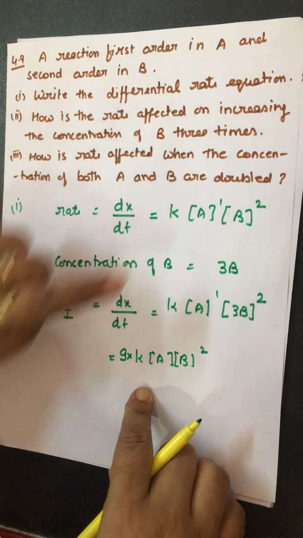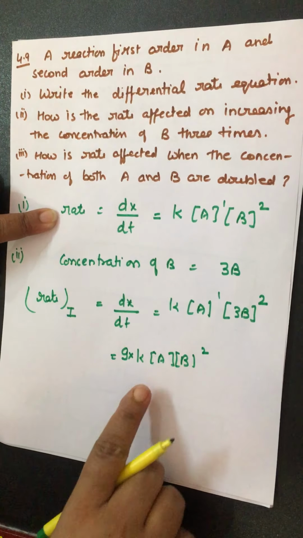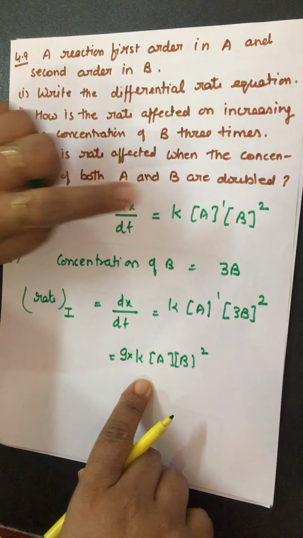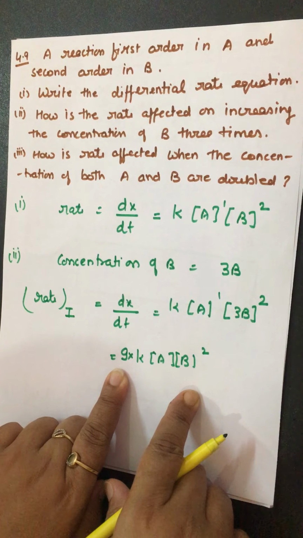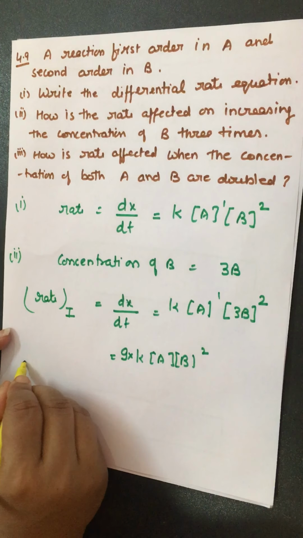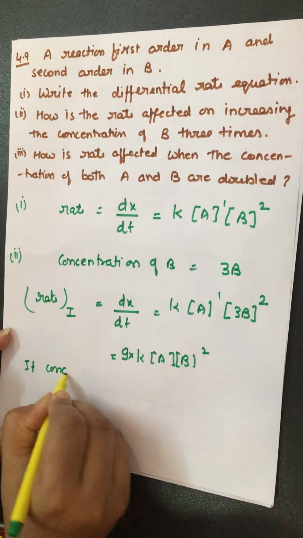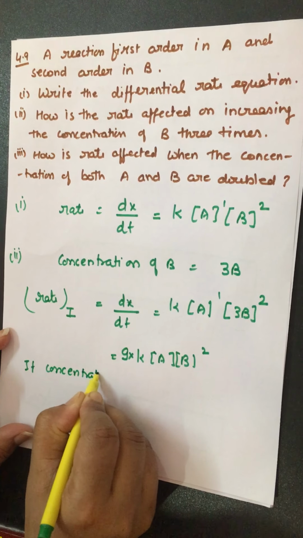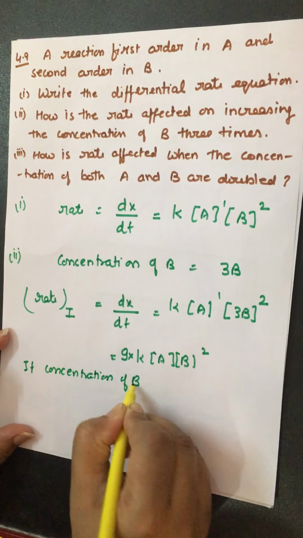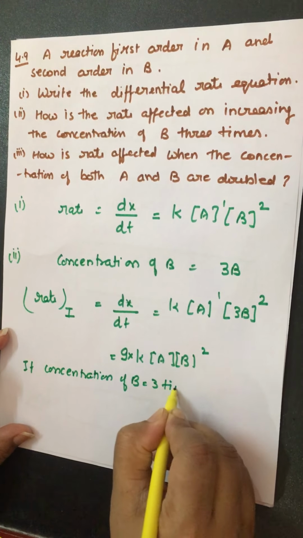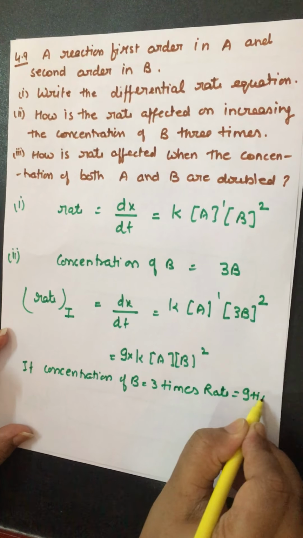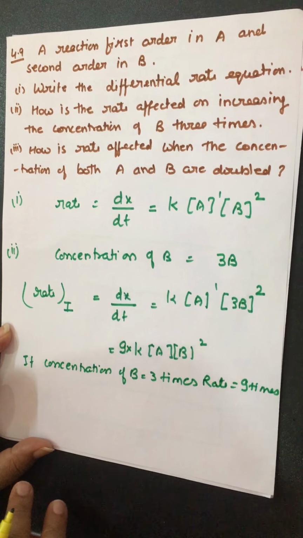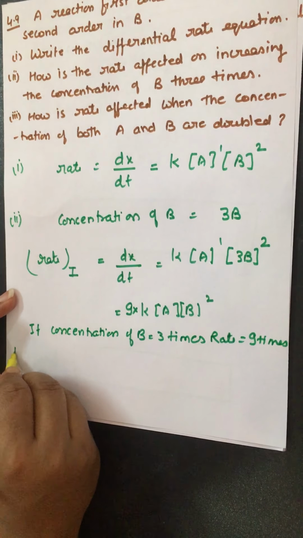What is the change between this rate and that rate? When I change the concentration of B 3 times, the rate becomes 9 times. Okay, so the answer is: if the concentration of B is increased 3 times, the rate becomes 9 times. It's clear? Now come to the third part.